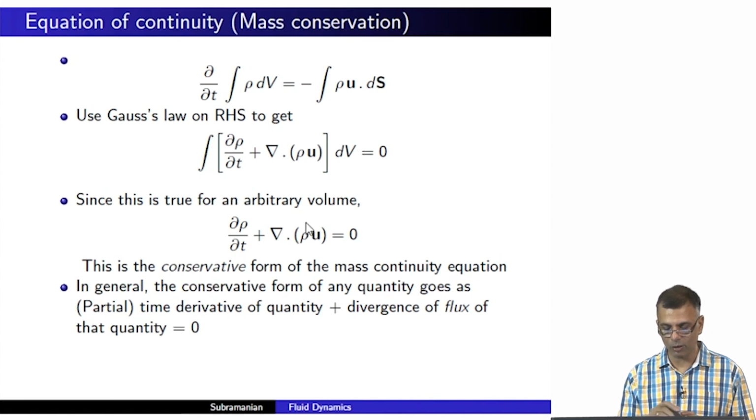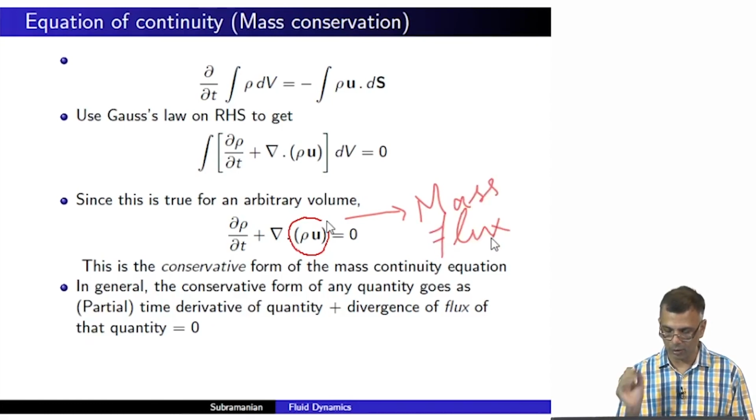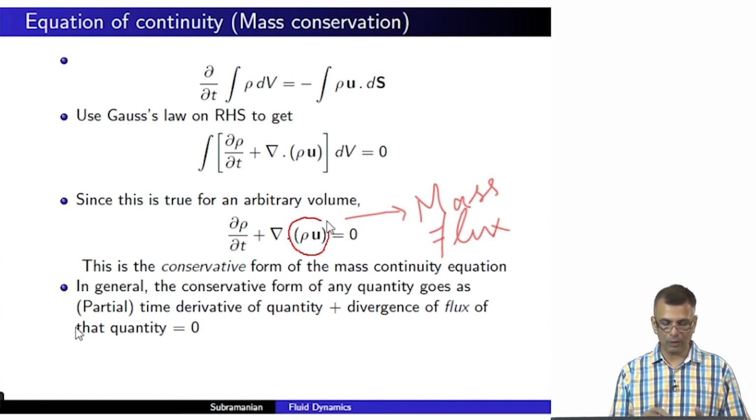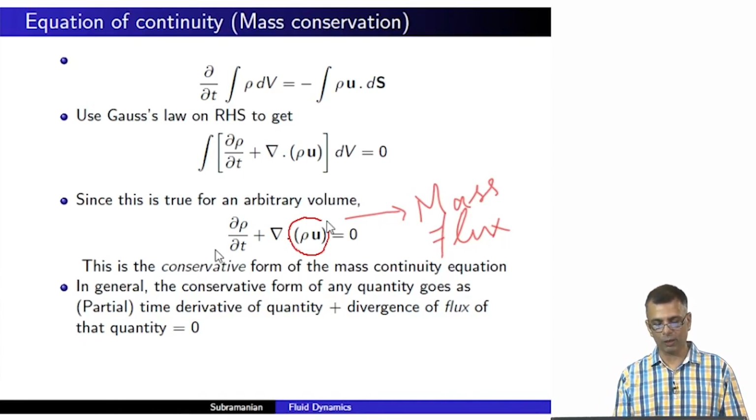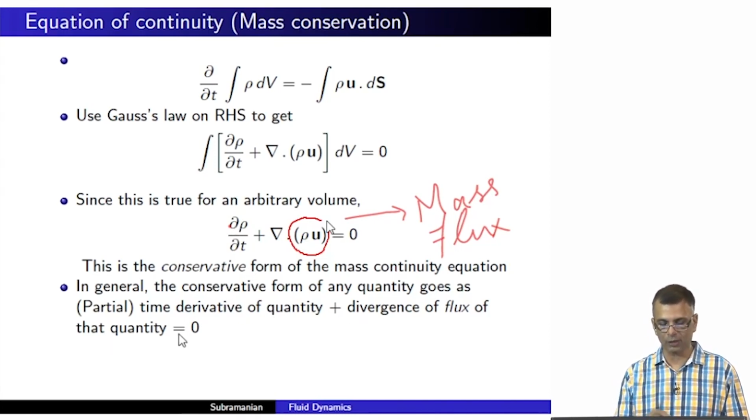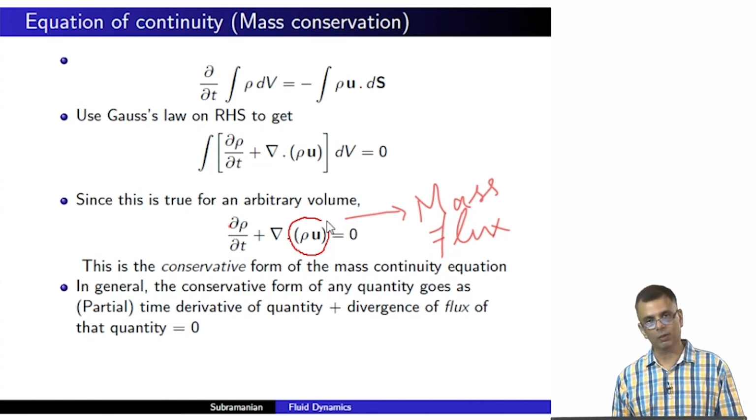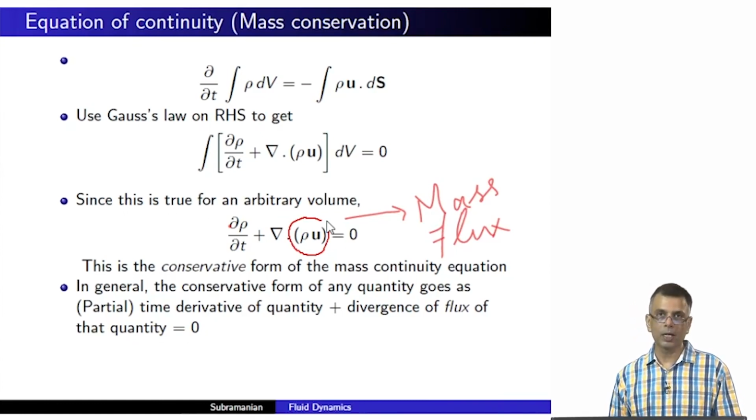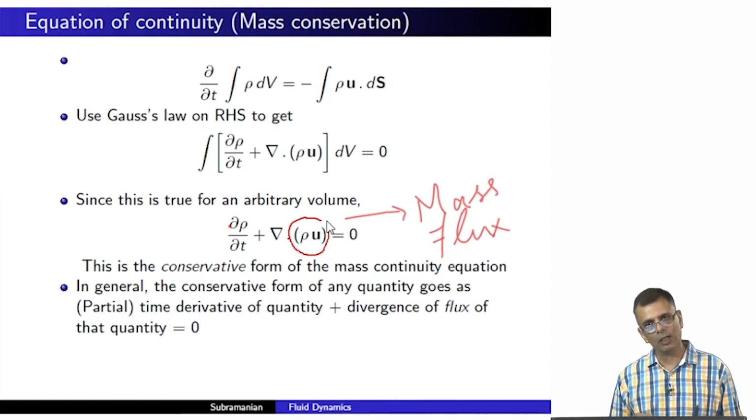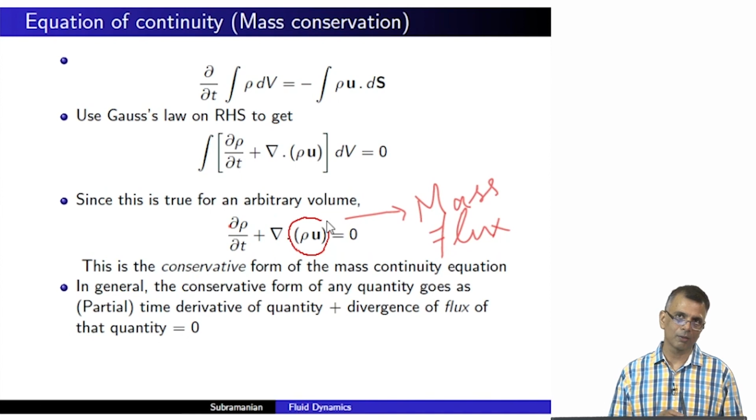Remember, we spent a little bit of time showing how rho u is the mass flux, right? So this is what's called the conservative form of the mass conservation equation, and it takes the following form: the partial time derivative of mass density plus the divergence of the flux of mass is equal to 0. We will return to this particular conservative form for the momentum continuity equation as well. It's a little more complicated, but the concept is the same, right?